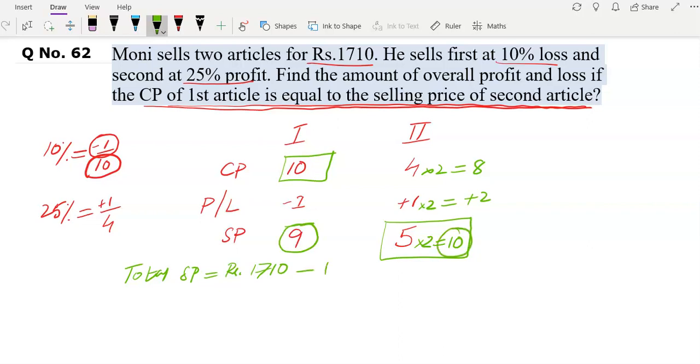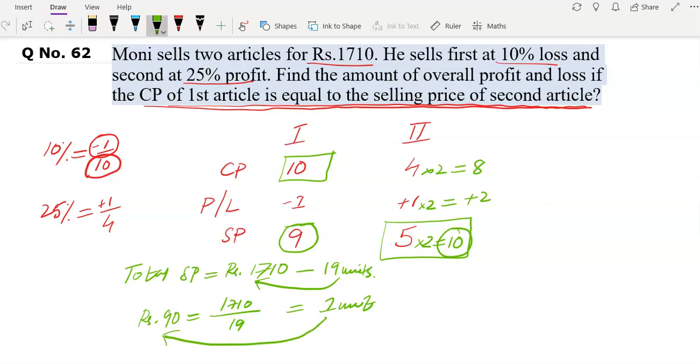10 plus 9 is 19 units. So 19 units is representing 1710. So 1 unit will represent how much? 1 unit is equal to 1710 divided by 19, which if we solve this, we will get rupees 90. So 1 unit is representing rupees 90.